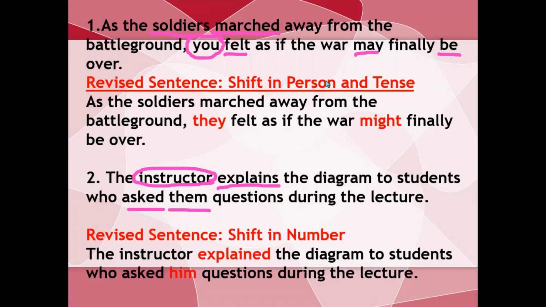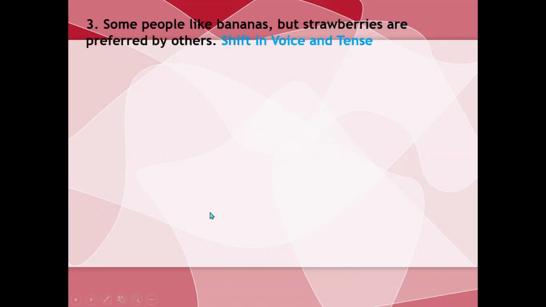Next, number 3. Let us identify or analyze whether the sentences have shifts. Okay, number 3, we have here: some people like bananas, but strawberries are preferred by others. You are correct, you have there a shift in voice and tense. You have here like as your verb, and we have are preferred, which is passive voice rather.